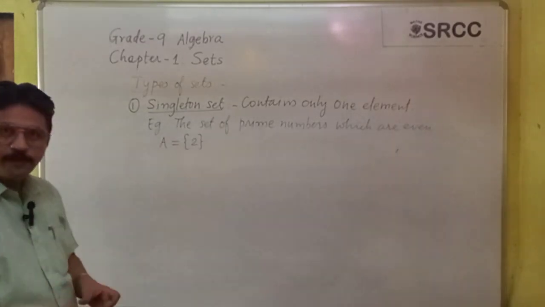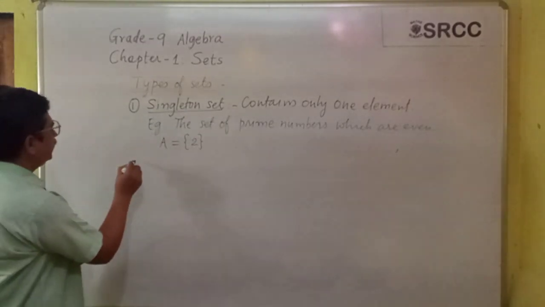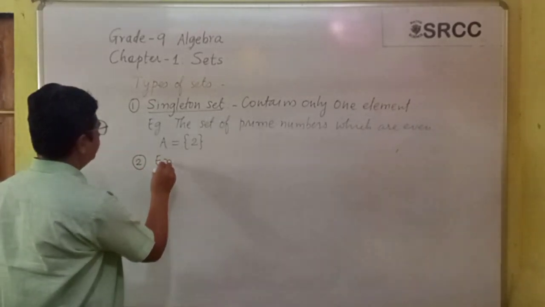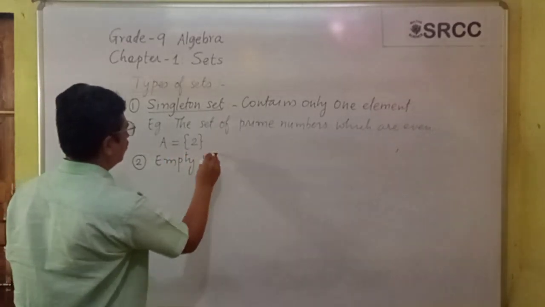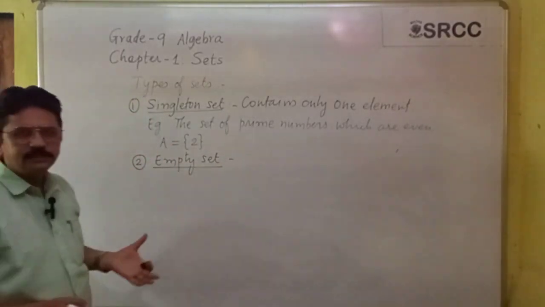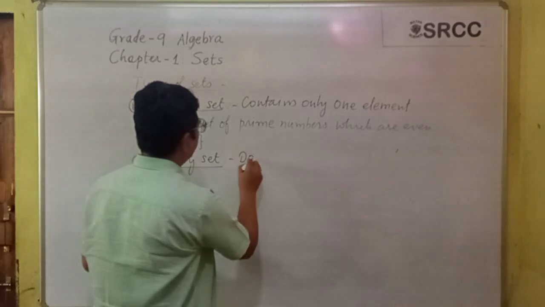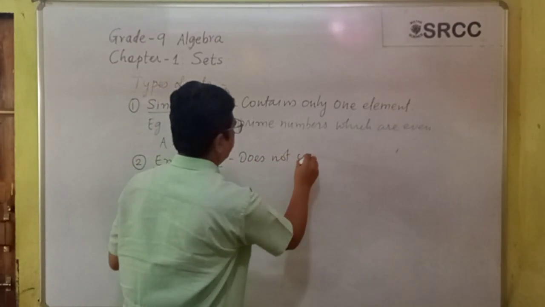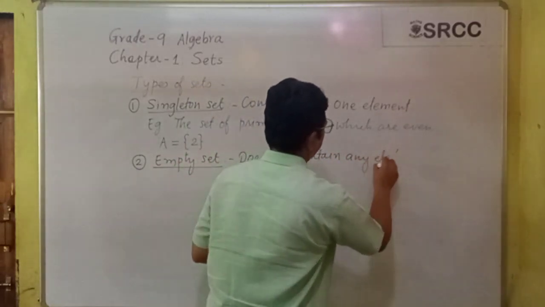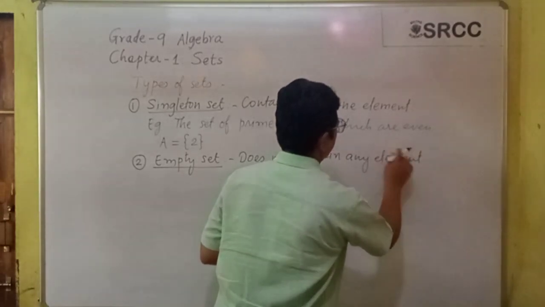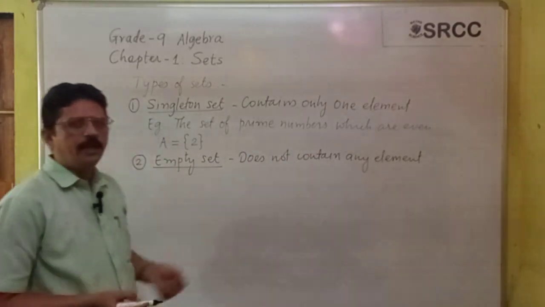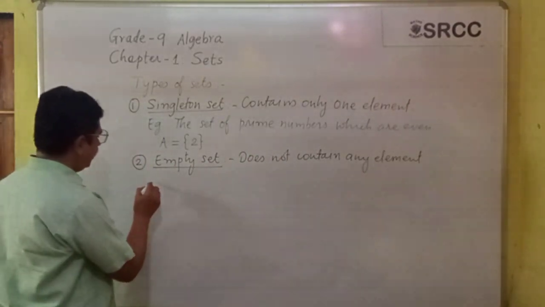Let's see the second type of set now, and that is called an empty set. Empty set, the name is self-explanatory. It does not contain any element. An empty set is that set which does not contain any element. Let us take an example.